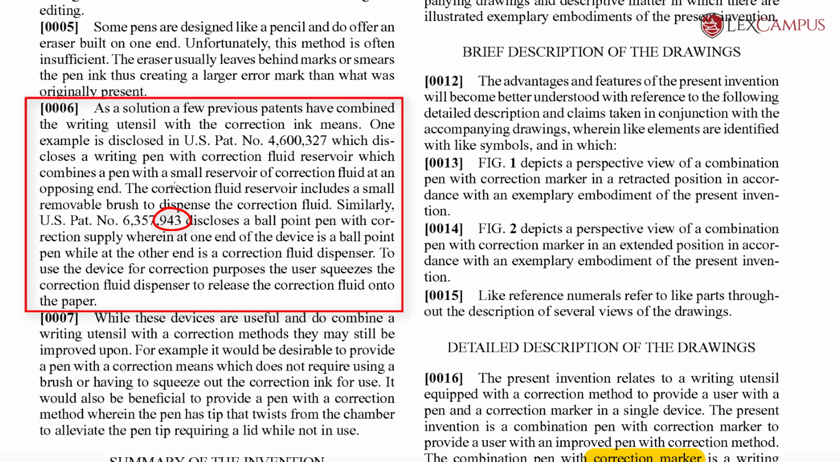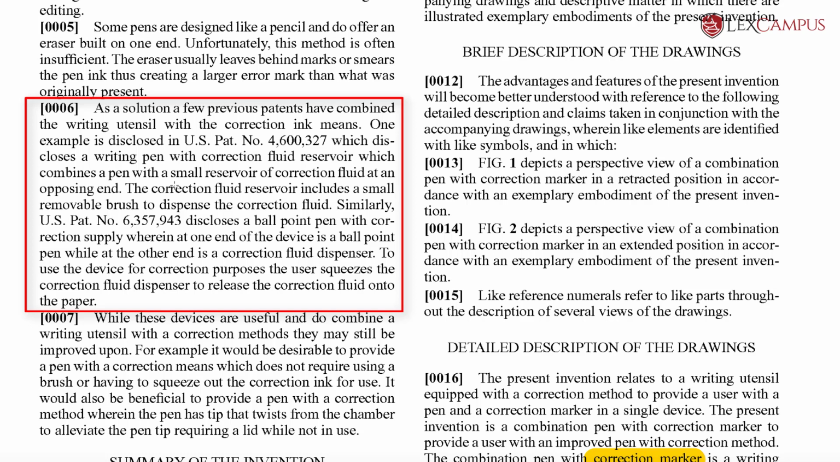US patent 943. It's an easier way to refer to the patent by the last three numbers, and you can also write it that way with an apostrophe, '943. The earlier patent I just mentioned was '327. So I'm referring to the last few numbers. It discloses a ballpoint pen with correction supply, wherein at one end of the device is a ballpoint pen, while at the other end is a correction fluid dispenser.